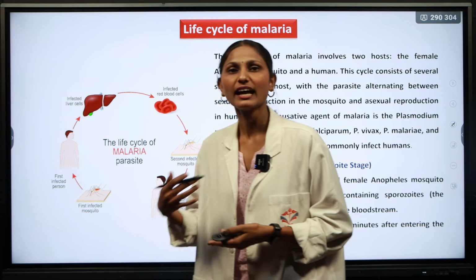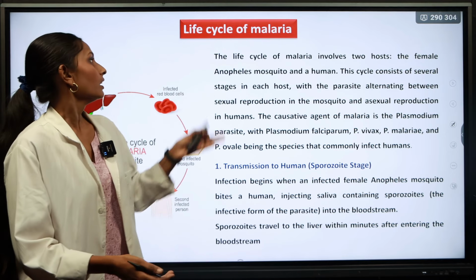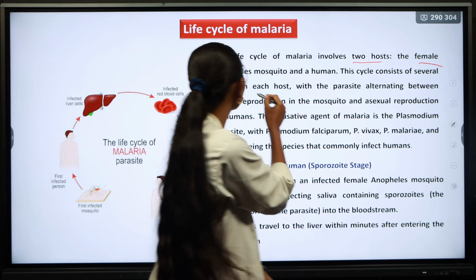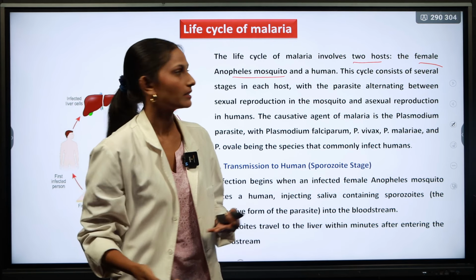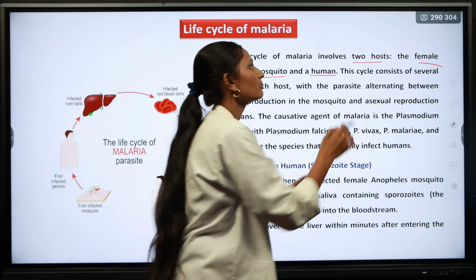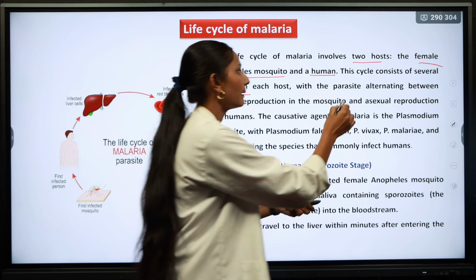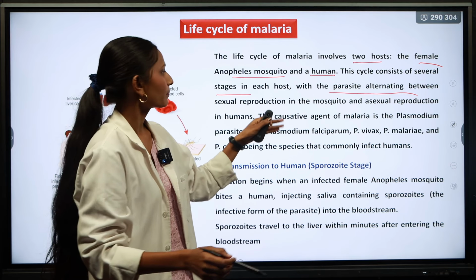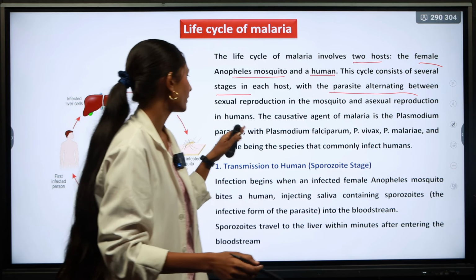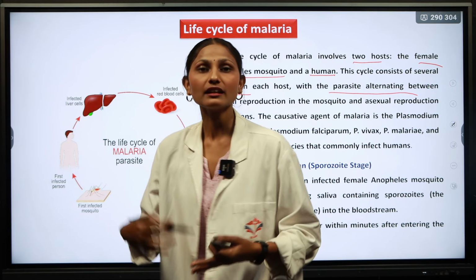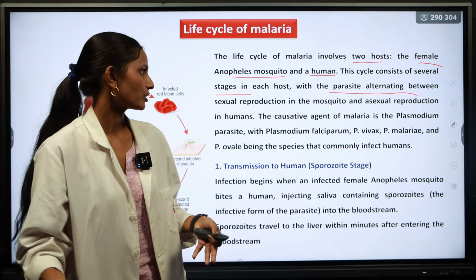Next we will discuss the life cycle of malaria. The life cycle of malaria involves two hosts: it takes place in the female Anopheles mosquito as well as in the human. So there are two hosts for the spreading cycle of malaria. This cycle consists of several stages in each host, with the parasite alternating between sexual reproduction in the mosquito and asexual reproduction in humans. Sexual replication takes place inside the mosquito, but once it enters the human body, we can see asexual reproduction.